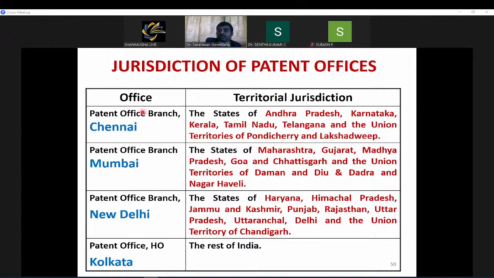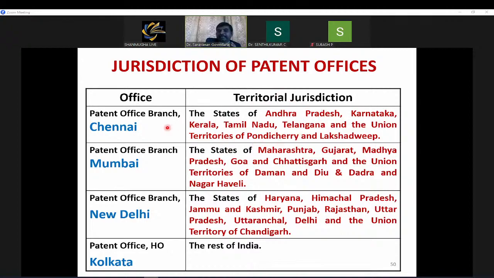So these are all the 4 offices. Okay, so Chennai, Mumbai, New Delhi and Kolkata. In these 4 cities, we have a patent office, and the head office is in Kolkata only. The patent head office is in Kolkata. Chennai, Mumbai and New Delhi are the 3 branch offices of the patent office. So these are all the territorial jurisdictions.